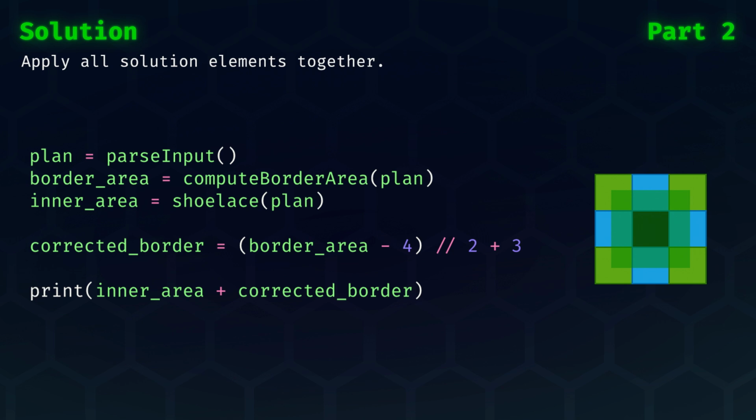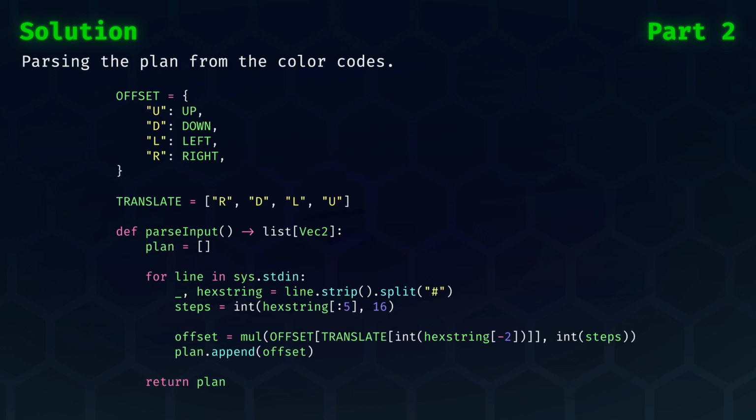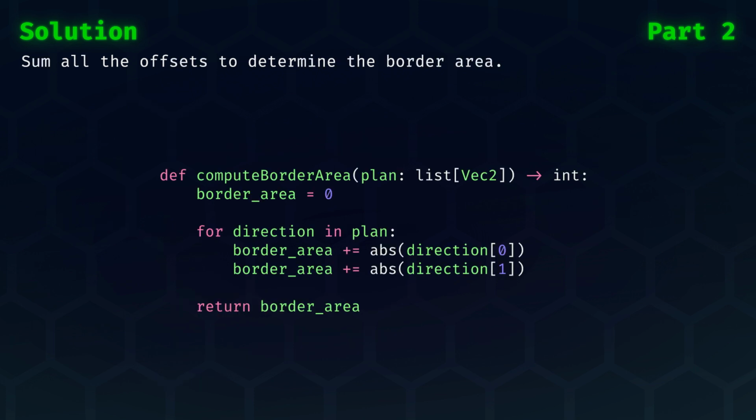The high-level outline then is the following. We update the way we parse our input, and then we compute the border area based on the plan. Then we compute the inner area using the shoelace algorithm, and finally, we correct the border area for the overlap. Parsing the hex codes can be done as follows. Note that now we return just a list of 2D vectors instead of the direction and distance count. We do this because it no longer makes sense to step over that distance to actually construct the border like we did in Part 1. Computing the total border area is simply summing those vectors which we got from processing the input plan.